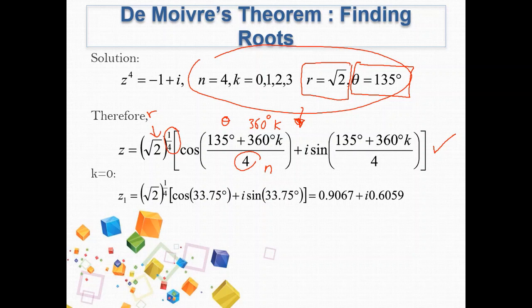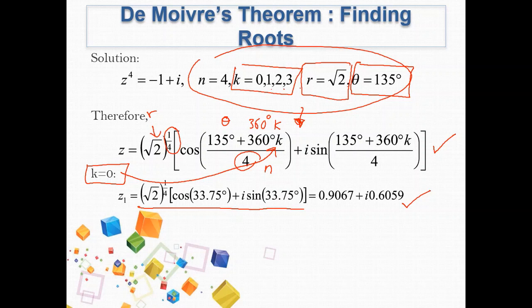First, refer to this. K is 0, 1, 2, 3. So do first for k equal to 0. Substitute the value of k in here and perform the operation. This is 0, so you get 135. 135 divided by 4 gives 33.75 degrees, the same as this one. Solve this and you should get this. So that is your first root.